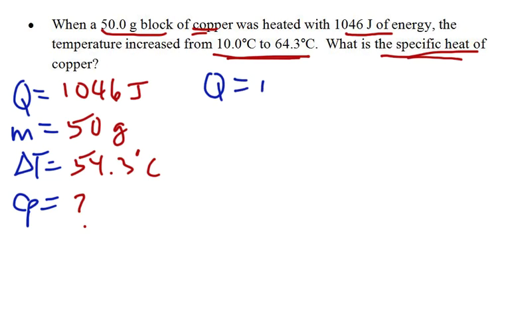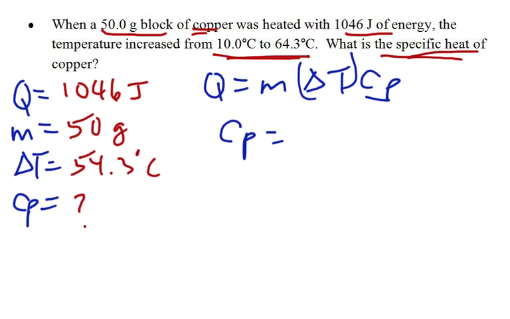Q equals M delta T C sub P. And what I want to do is I'm trying to get my C sub P. So I personally like to rearrange my equation to solve for the variable I want. So if I want C sub P, it's going to equal Q divided by mass and delta T. Now that's just the way I like to do my equations. If you would rather, you can just substitute the values into your equation and work from there.